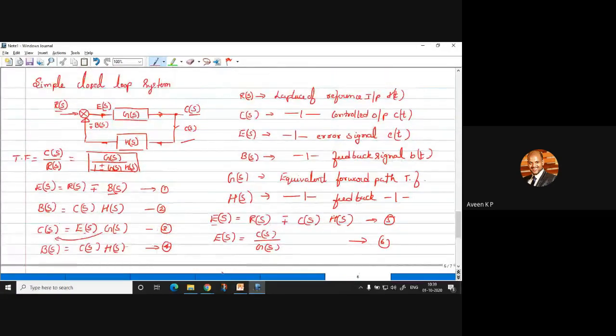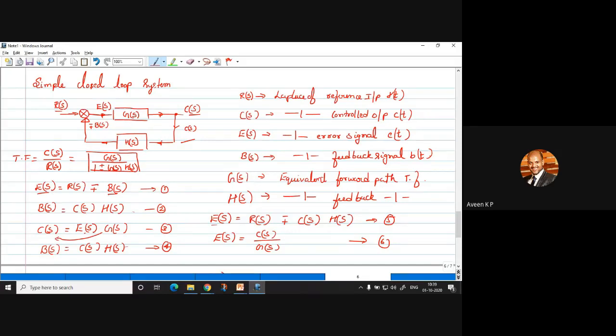Okay. So I repeat in quick form. See, what does E of S? E of S is nothing but error. How to calculate error? You just check the summing point. The output will be R of S. In case it is a minus, R of S minus B of S. Or in case if it is positive, R of S plus B of S. The same I have written as equation 1. And equation 2, B of S is nothing but the feedback. So feedback is output C of S multiplied by H of S. So that is also done.